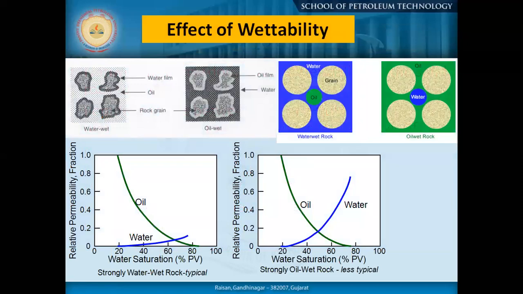Okay, now the effect of wettability. Just see these two graphs, the relative permeability graphs of oil and water. If you consider 50% water saturation, this understanding is very important when you are predicting fluid production behavior. At 50% water saturation, you can see the water production in a strongly water wet rock will be very low, and for the same 50% in the other case, oil and water relative permeability values are more or less the same.